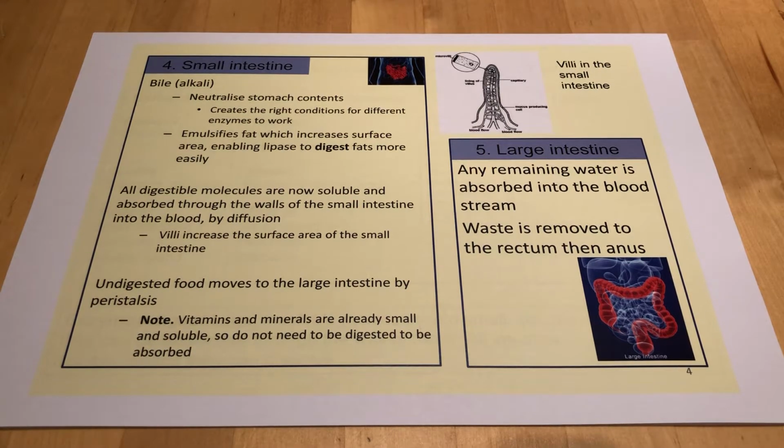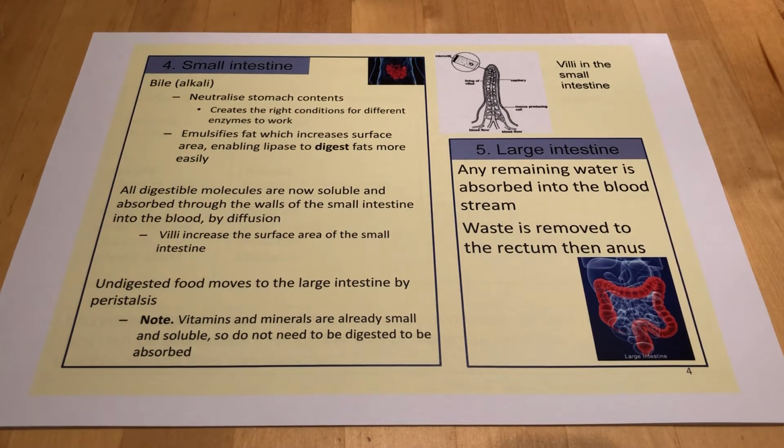Now we need to be clear on these two words. Digested means taking those large molecules and making them smaller, making them soluble. And absorption is when they physically go through the wall of the small intestine, through the villi. If you remember those, they give it a large surface area. We can see one on the top right there. And into the blood. And it does that by movement from a high concentration to a low concentration.